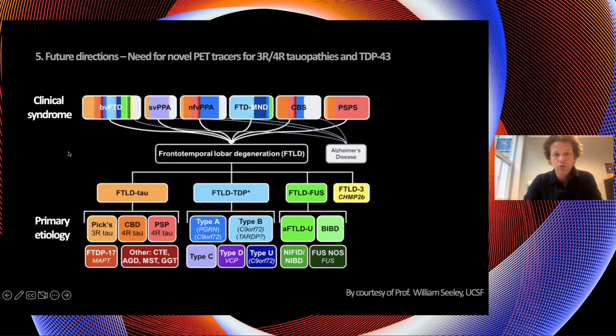But unfortunately, this is not true for all the neurodegenerative diseases we would like to study and eventually cure. For example, if you look at the clinical syndromes, color-coded by the underlying etiology, you can see that in many cases there is a wide variety causing these clinical syndromes. And for many of those primary etiologies, including the primary tauopathies, so 3R and 4R tau pathologies, but also the FTLD-TDPs, there are no highly efficient PET tracers available at the moment.